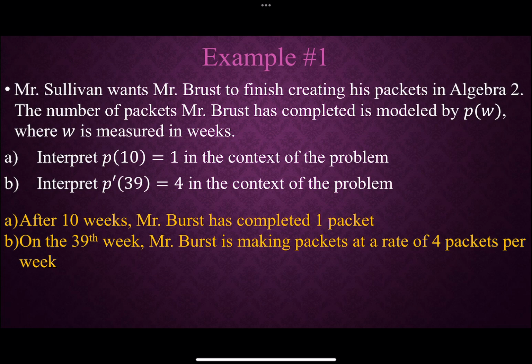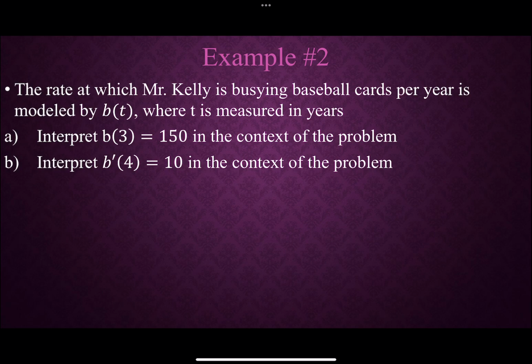All right, so if we look at this example over here, Mr. Kelly is busy buying baseball cards. So that should just say buying, not busy. Buying baseball cards per year. So that's the rate at which B of t is being modeled. T is measured in years. So B of 3 is a rate then. So the 150 represents a rate after 3 years.